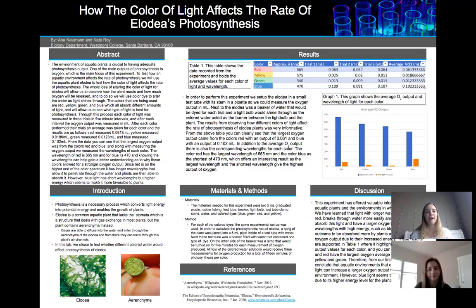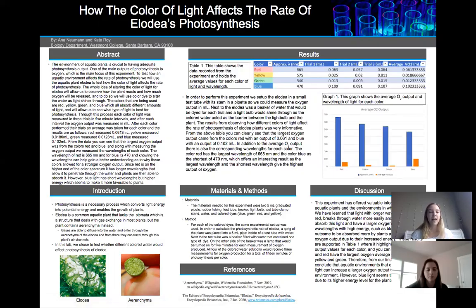A little bit more background in the introduction portion of our lab was about photosynthesis and the plant Elodea. Photosynthesis is a necessary process which converts light energy into potential energy and enables the growth of plants. Elodea is a very common aquatic plant, but it actually lacks stomata, which is a structure that deals with gas exchange in most plants. But in Elodea, they actually have something called parenchyma instead.